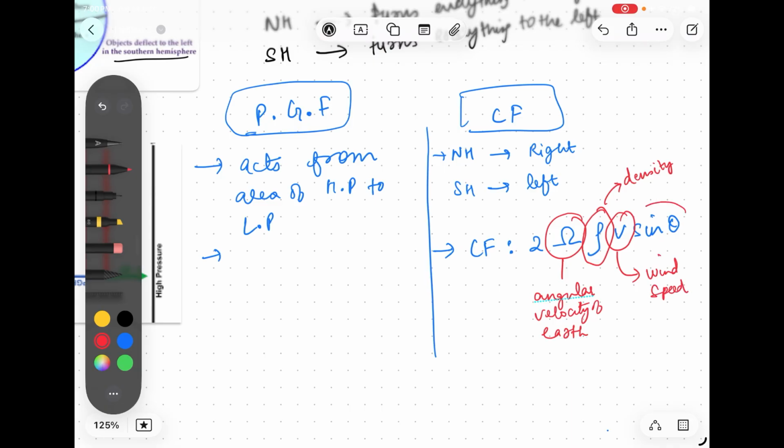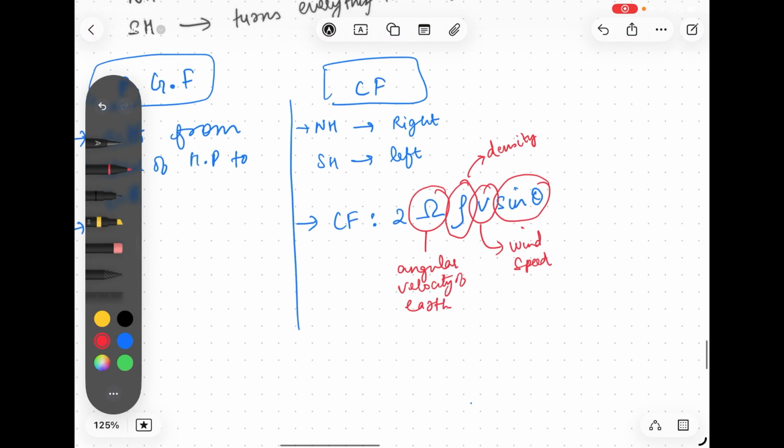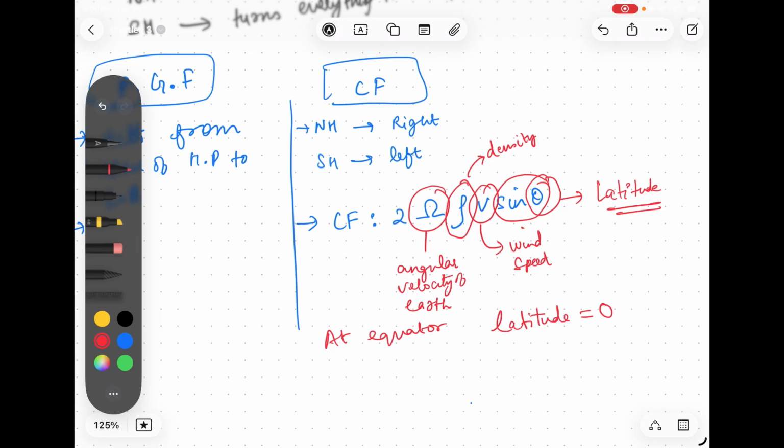Okay, and the sine theta, where your theta is basically the latitude. You know latitudes and longitudes of the earth, right? So this is the latitude. So this is the formula. From this formula we need to understand one thing: at the equator, we know that our latitude is 0. So sine 0 is 0, so Coriolis force is also 0 at the equator.